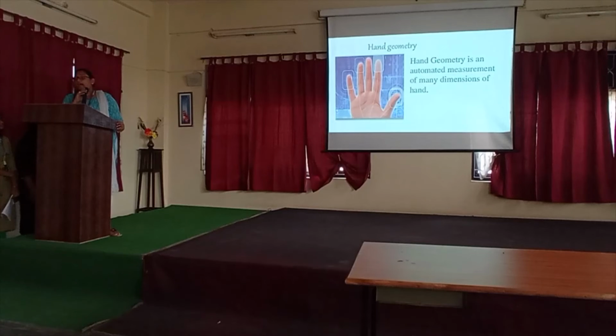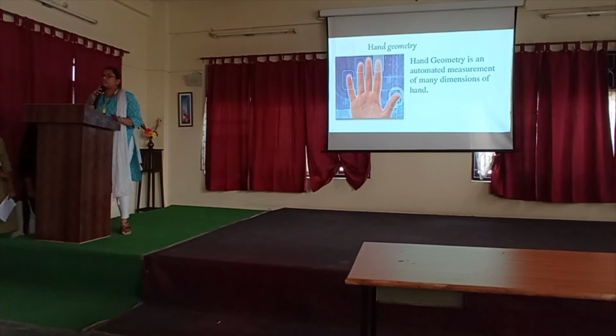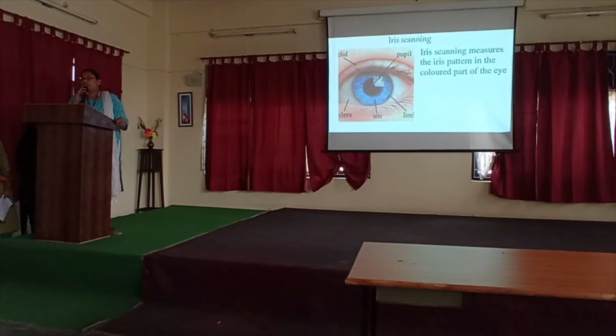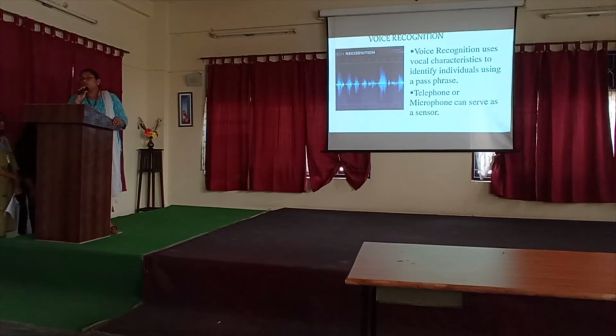Next is hand geometry. This checks our hand width, length, all the measures, and checks whether it is ours or not. Next comes iris. Here it checks the iris of the eye, like the pupil, everything. Next is voice recognition. In our phones, all have Google, right? We use Google for writing notes. If there is a lengthy matter to type, instead of typing it, we use voice recognition.